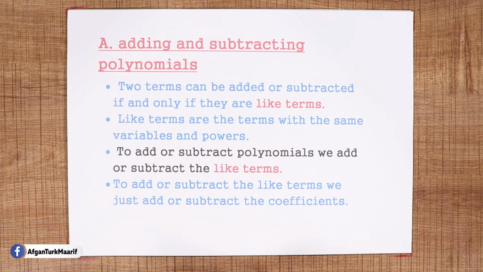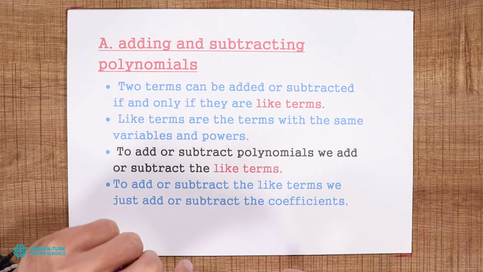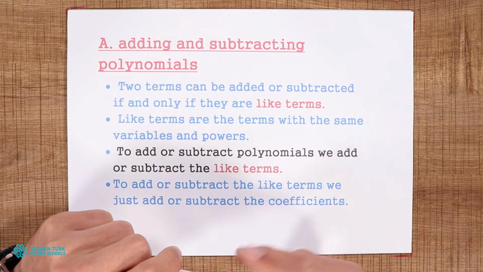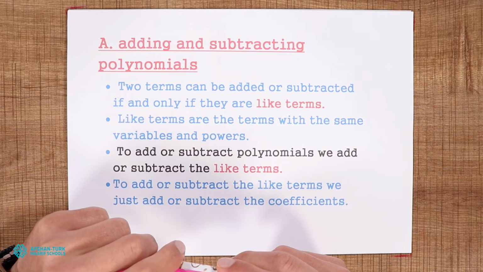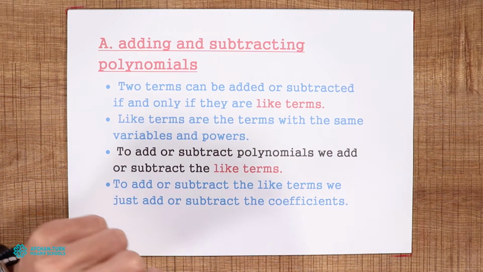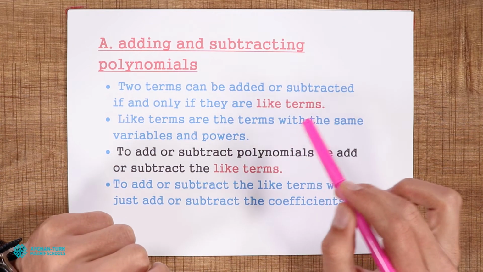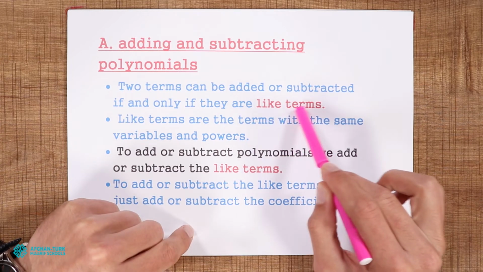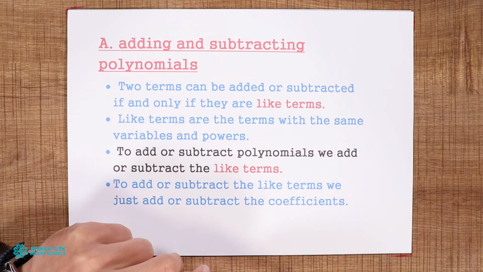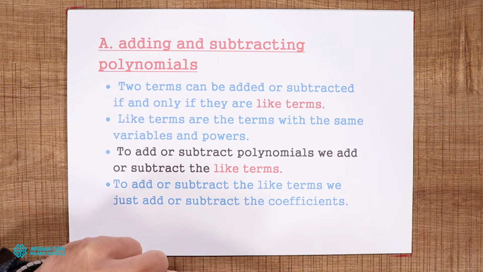As you learned in arithmetic, you can add, for example, 2 books and 3 books. What is the sum of 2 books and 3 books? Of course, it is 5 books. But you cannot add, for example, 2 pens and 3 books, because they are not the same things. For polynomials, it is the same thing. If the terms are like terms, you can add or subtract them. But if they are not like terms, you can never add or subtract them.